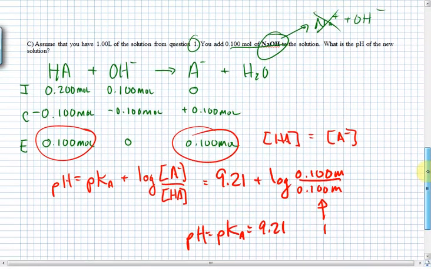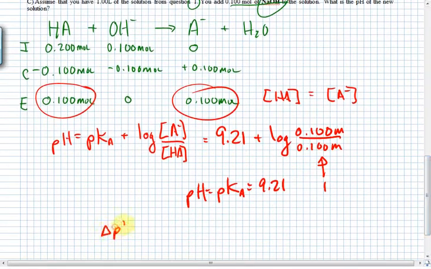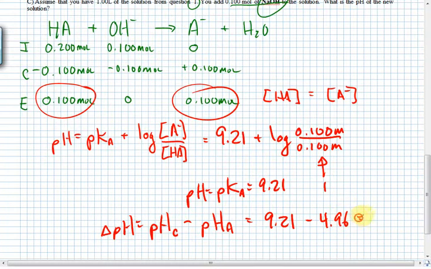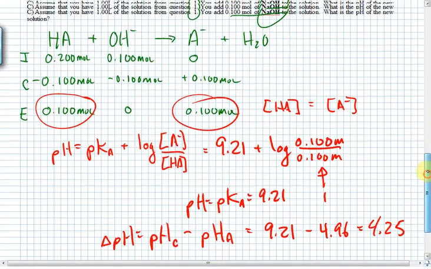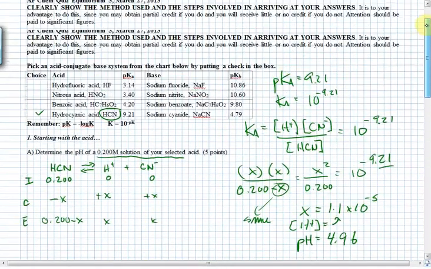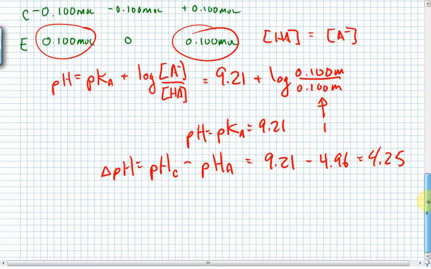Notice the change from number 1. The delta pH here, the pH in part C after the addition of hydroxide minus the pH in part A, is going to be equal to 9.21 minus 4.96. My delta pH is a whopping 4.25. Let's keep that in mind. Solution 1 was definitely not a buffer system. Notice how dramatically the pH changed when we added either strong acid or strong base. Okay? All right. Good. I hope that makes some sense.